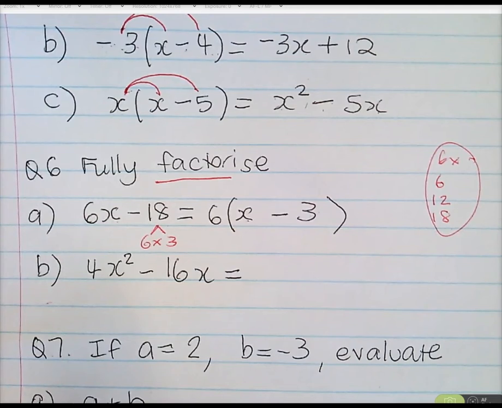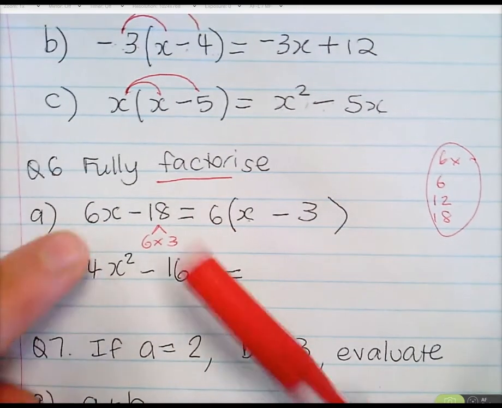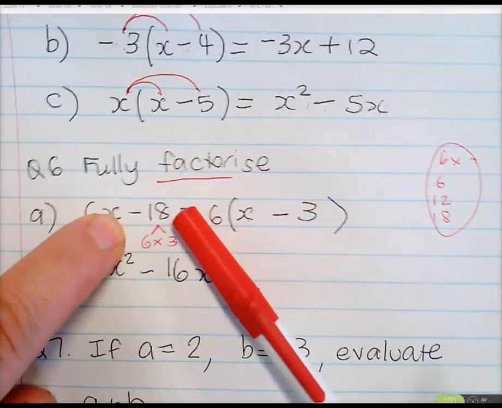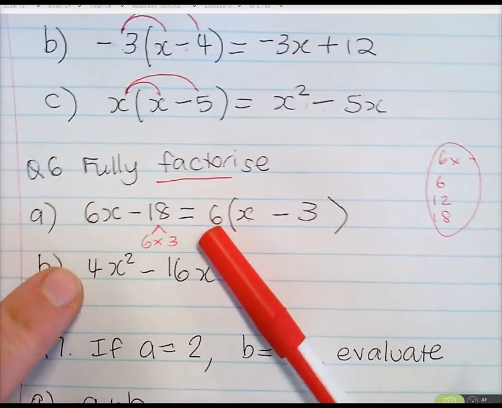Now we need to look at the next one as well and see here we've got numbers and we've got x's. In the other one we had numbers but only one x in the first one. That's why only one number came out.